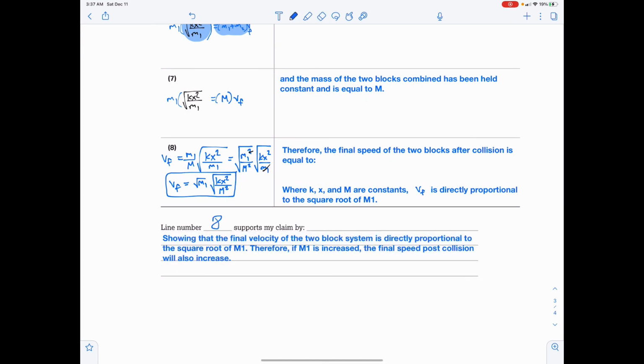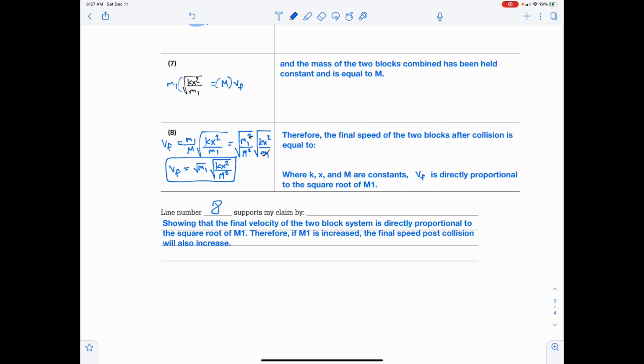Line number 8 supports my claim, showing that the final velocity of the two-block system is directly proportional to the square root of m1. Therefore, if m1 increases, the final speed post-collision also increases.